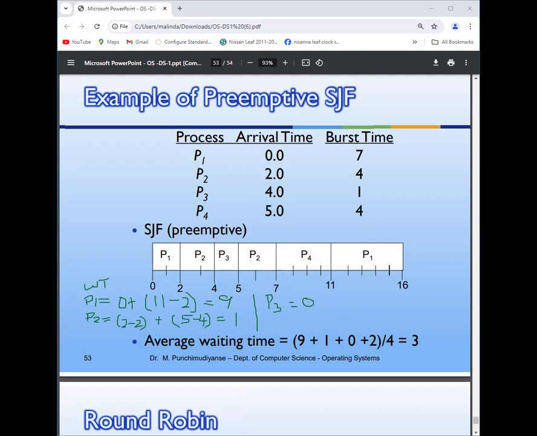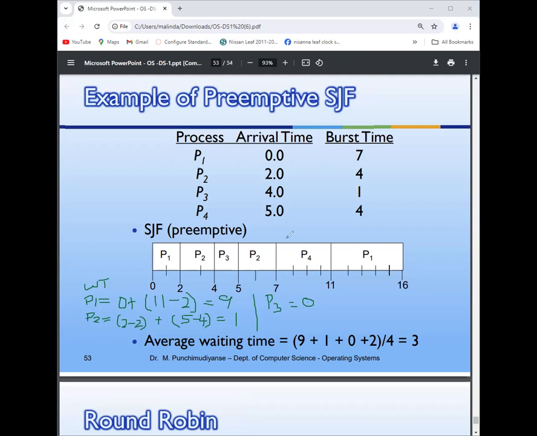Somebody is asking, can you explain P2's initial waiting time? So the initial waiting time is this. P2 arrived at time equals 2, and it got the CPU at the same time. That is why I put 2 minus 2. Arrived at 2, given the CPU at 2, so 2 minus 2 is 0. Initial waiting time is 0. Then after the 4th millisecond, P2 has to wait, so that is why 5 minus 4 is given. Is that okay?